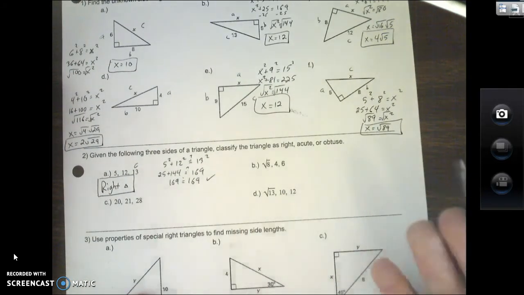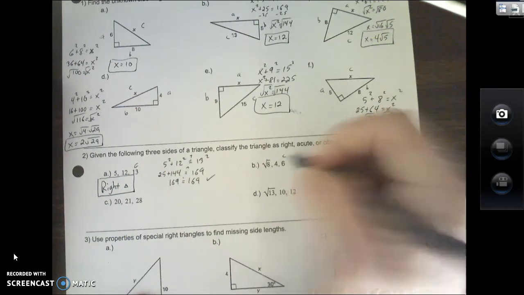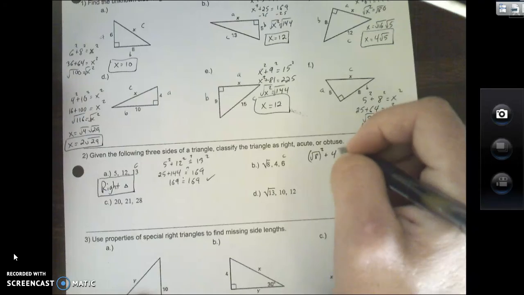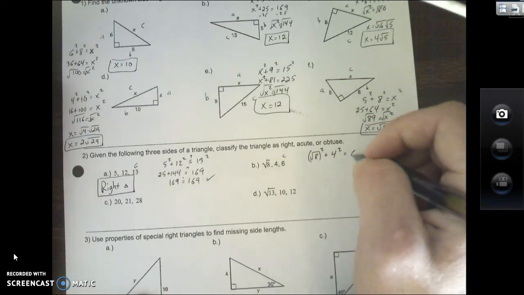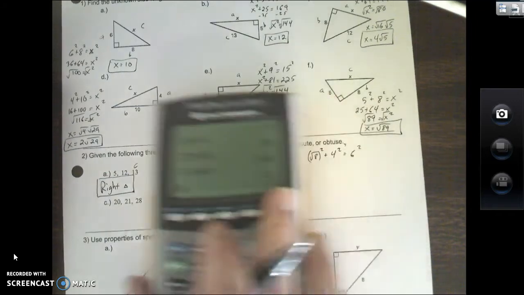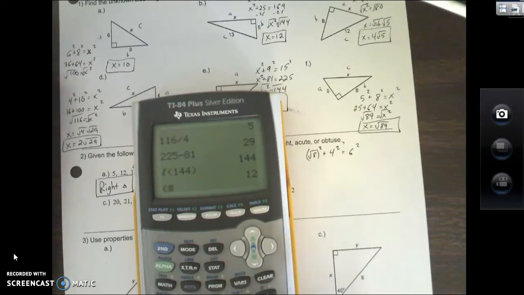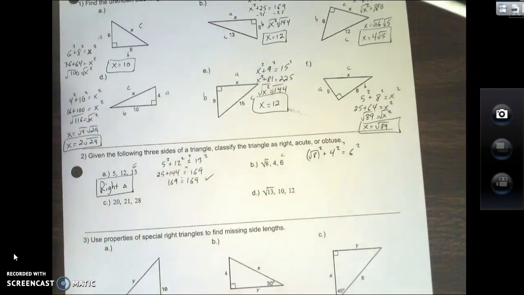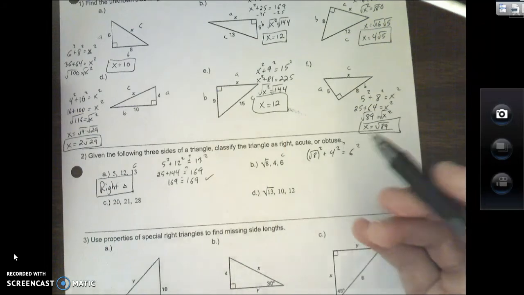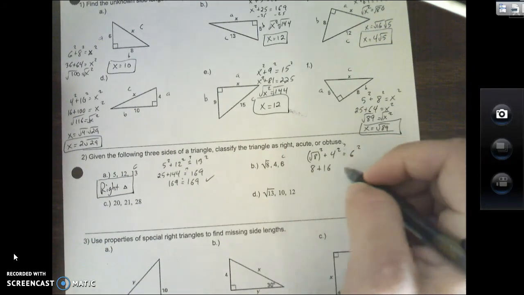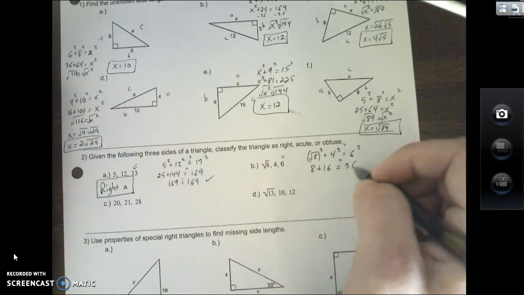Over here, the square root of 8 is a little less than the square root of 9. The square root of 9 is 3, so my largest side is going to be 6. Root 8 squared plus 4 squared equals 6 squared, possibly. I'm not sure yet. Guys, check this out. When you square a square root, so the square root of 8 squared, you get the number underneath it. As we talked about in class, root 8 times root 8 gives square root of 64. It's a perfect square. So that gives me 8 plus 16, and I'm trying to see if that equals 36.